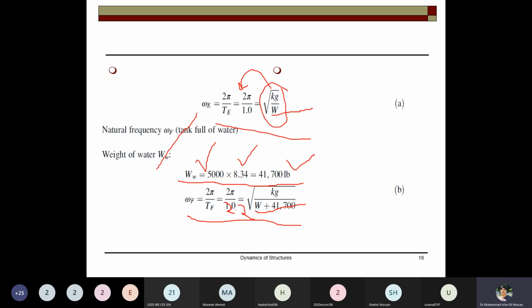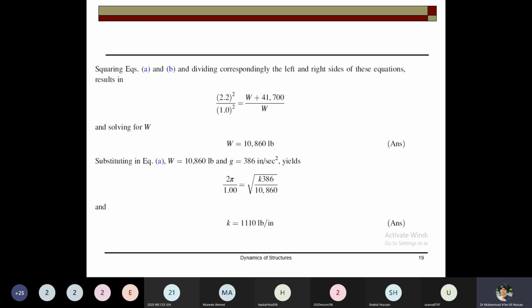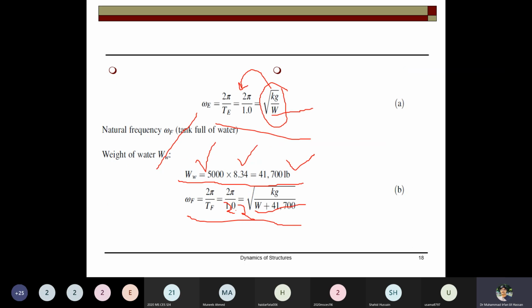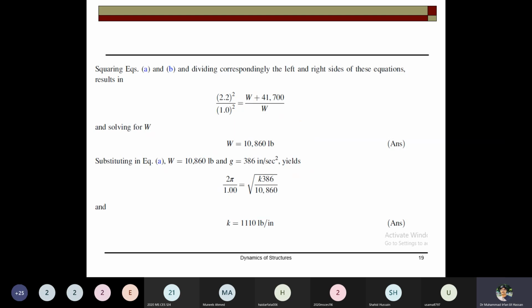So you will again rewrite the equations, and now equating these two, because you know that the stiffness is the same, you can take the squaring of the equation on both sides. Square this equation and this equation, and then divide equation 2 by 1. So you can have the 2.2 square over 1 square.